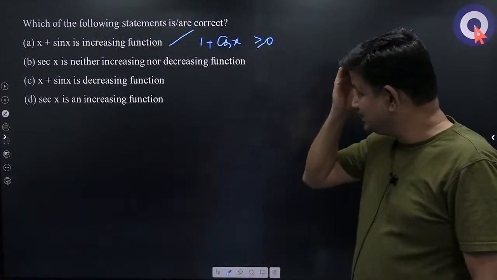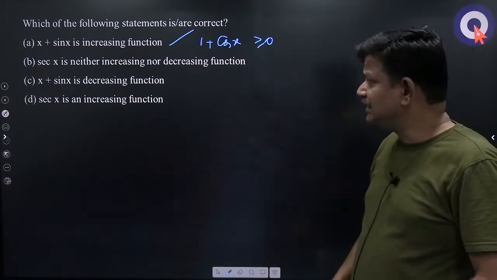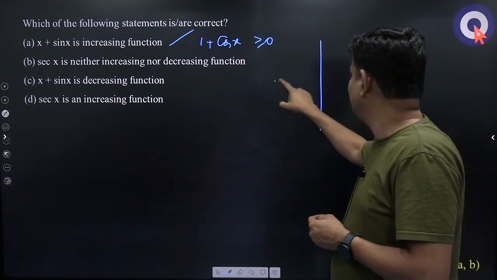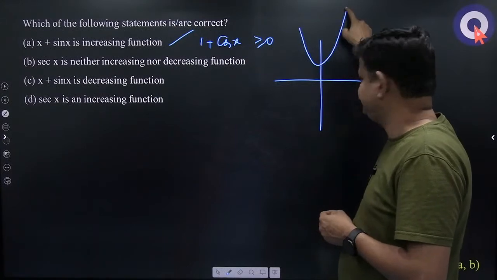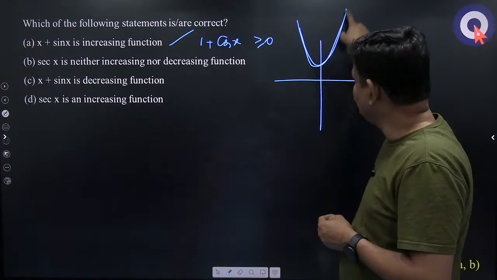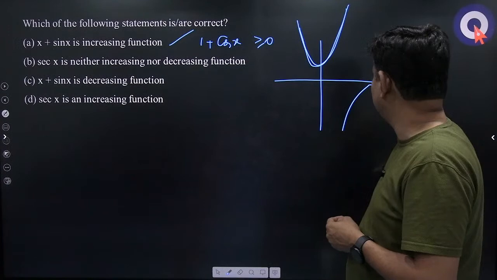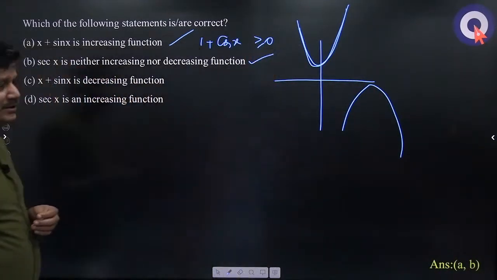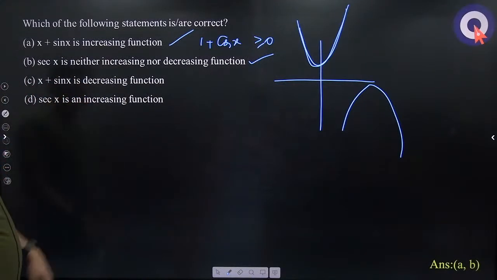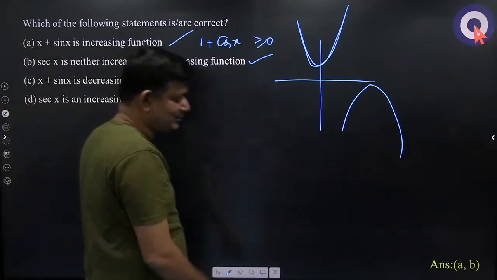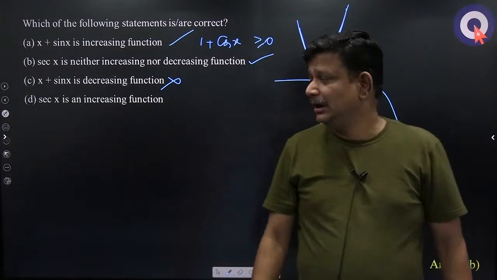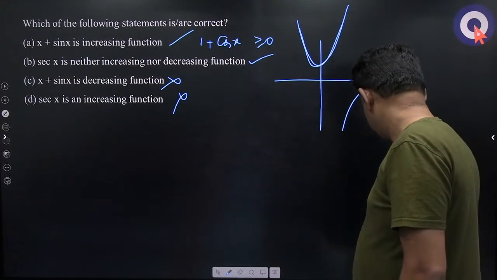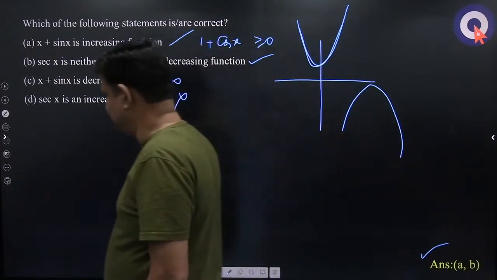Secant x is neither an increasing nor a decreasing function. How? Why? Obviously the graph of secant x, it will go up, then come down, then go up again, then come down. So it is neither an increasing nor a decreasing function. The statement is also right. X plus sin x is decreasing. Obviously if A is right, C cannot be right. Last one, secant x is an increasing function. Obviously not. So A and B are your answers.